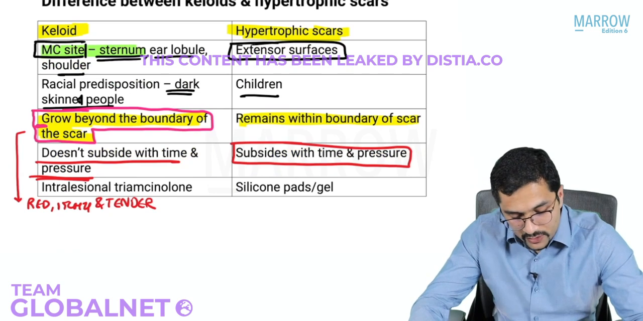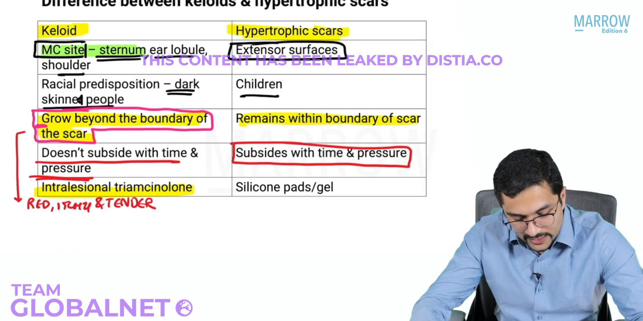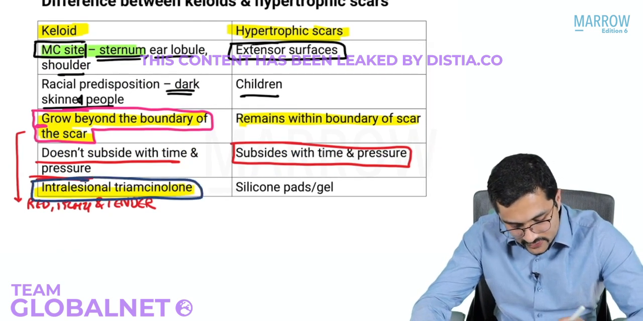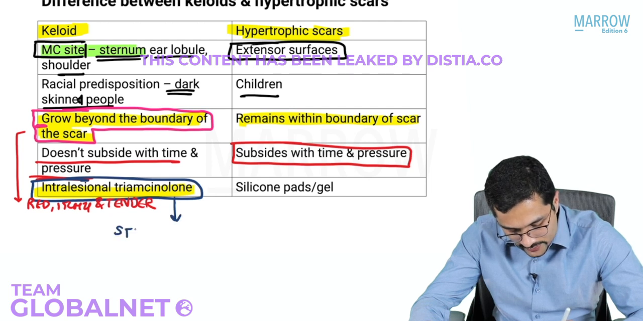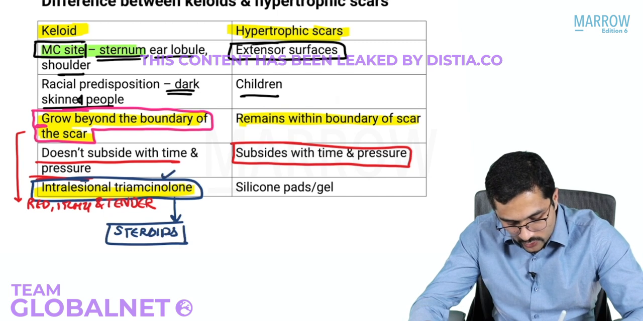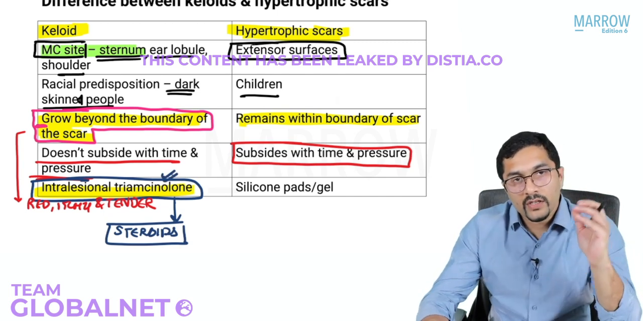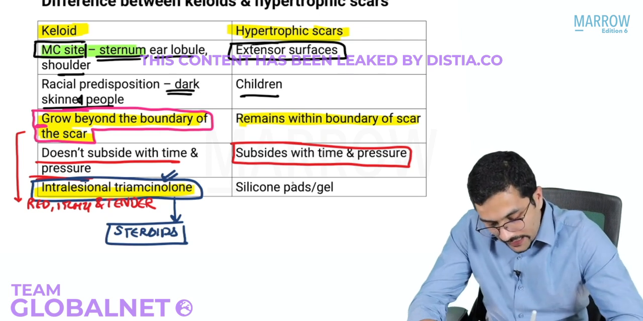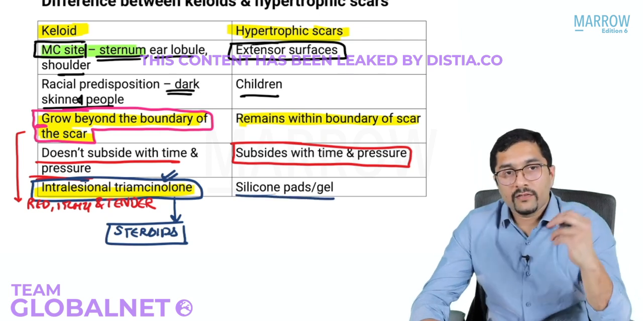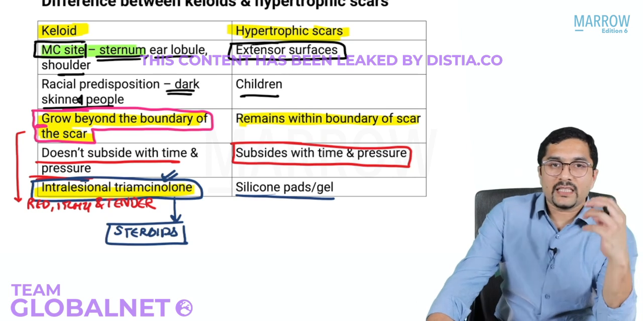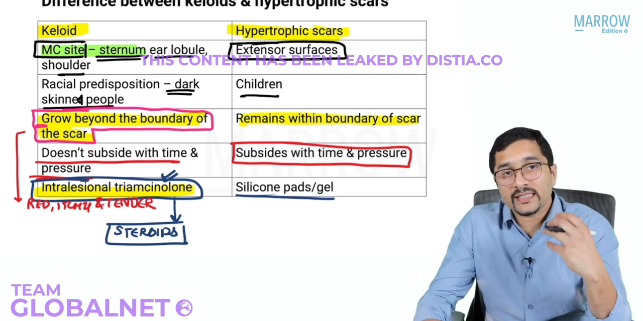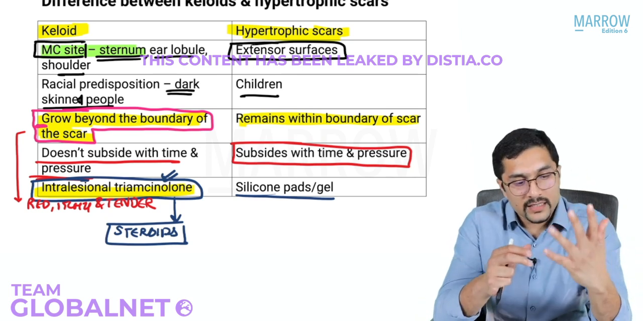And the treatment for keloids, this has also been asked many times. Treatment for keloids is intralesional steroids or intralesional triamcinolone. Triamcinolone is a long-acting steroid which we give to reduce the keloids. Whereas hypertrophic scars with silicone pads, gels, pressure dressing, it will settle with time.